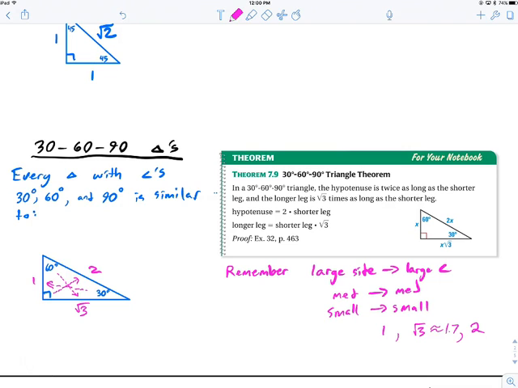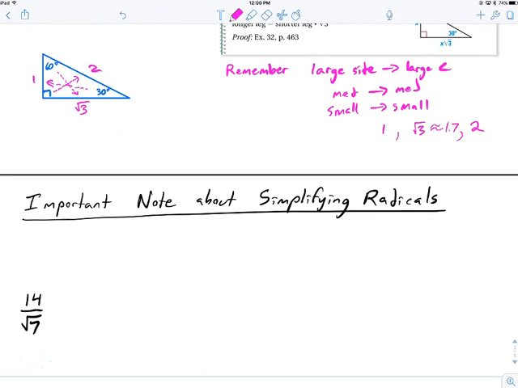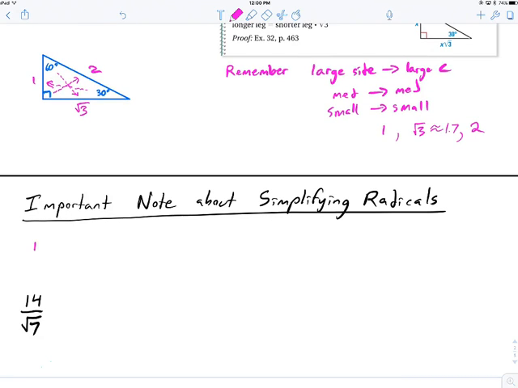Okay, so let's actually apply this now. We've got these 2 triangles here. Let's use them, okay? And I'll make this one note first. This is back from algebra. Remember, always rationalize the denominator. Whoops, spelled that wrong, but here we go.